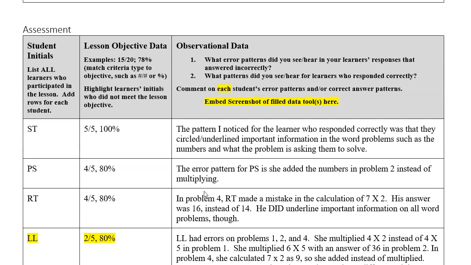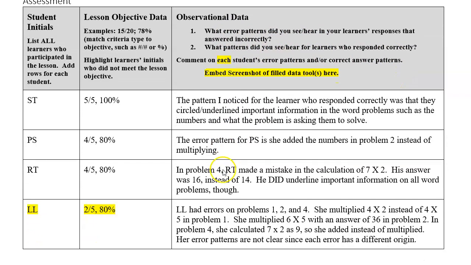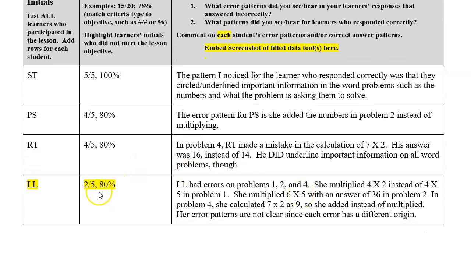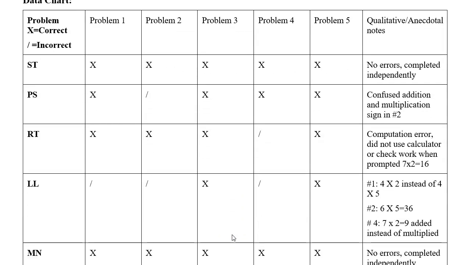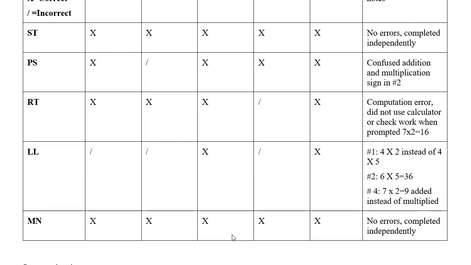Again, looking back at your assessment table that shows the summative information at the end of the lesson, you also want to look in your observational data section where you're looking for error patterns, and you're looking for patterns for the learners who both responded correctly and incorrectly. So here you're going to look and see what they did do correctly and any patterns that came up of errors within the lesson as well. Remember, highlight the students who did not meet that objective. Again, this data chart will just provide more information to go with the lesson objective.